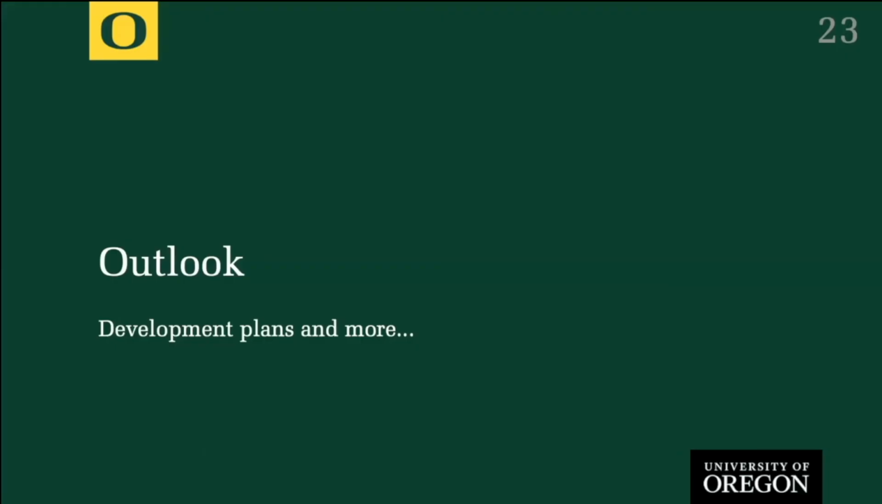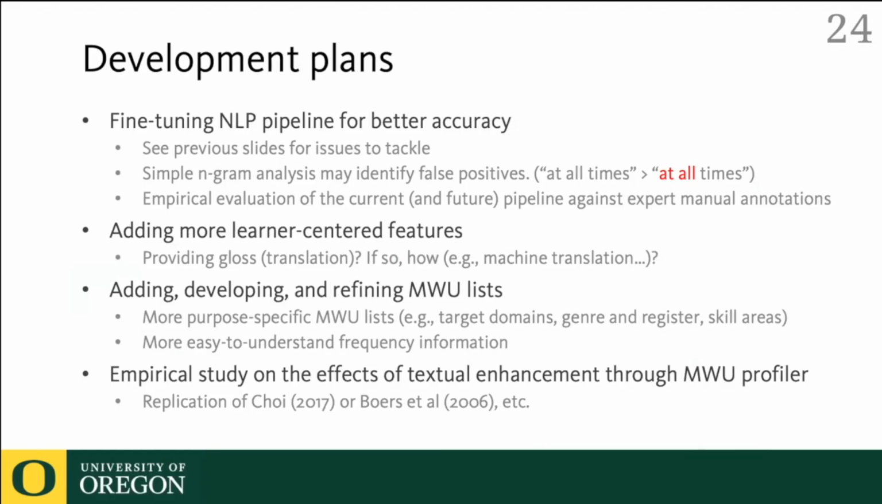Let me briefly mention the outlook and then close this talk. As I mentioned, the current version is not perfect, so I need to fine-tune the natural language processing pipeline for better accuracy. One very important limitation to note is that simple n-gram analysis may identify false positives. For example, the expression "at all" is in the expressions list, and if you have an expression such as "at all times" in your input text, it can just identify "at all" as one of the items on the list.